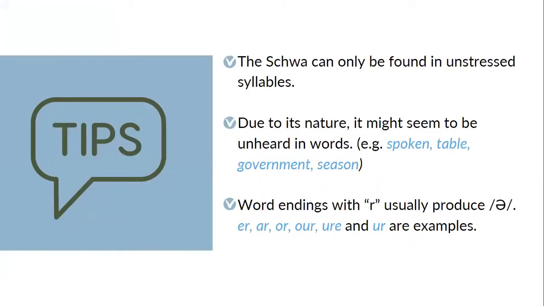So let's look at the tips on how to identify the schwa in words. Now the schwa can only be found in unstressed syllables. I'm not teaching syllables here, but let's quickly look at it. In the word nature, when you pronounce nature, and if we try to hum it, you can tell the syllable that is pronounced with more emphasis. Nature. The first syllable is more pronounced. That is the stressed syllable.